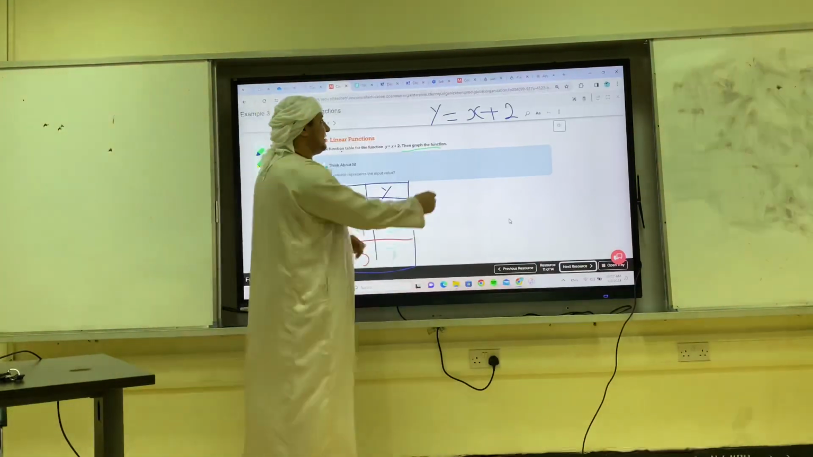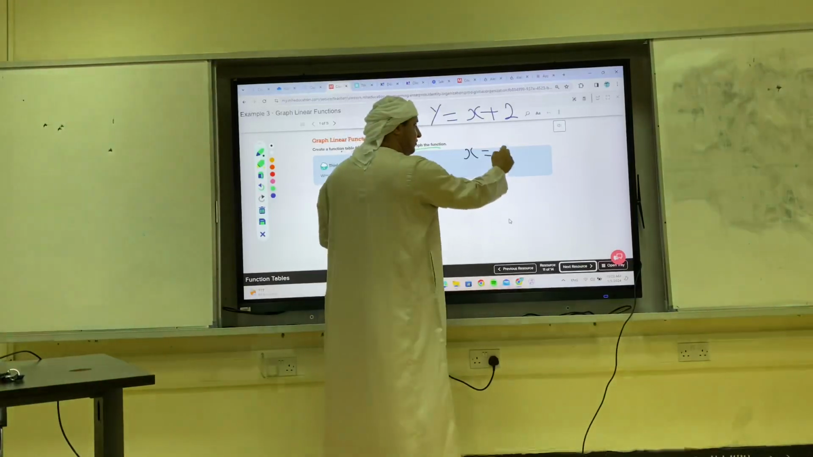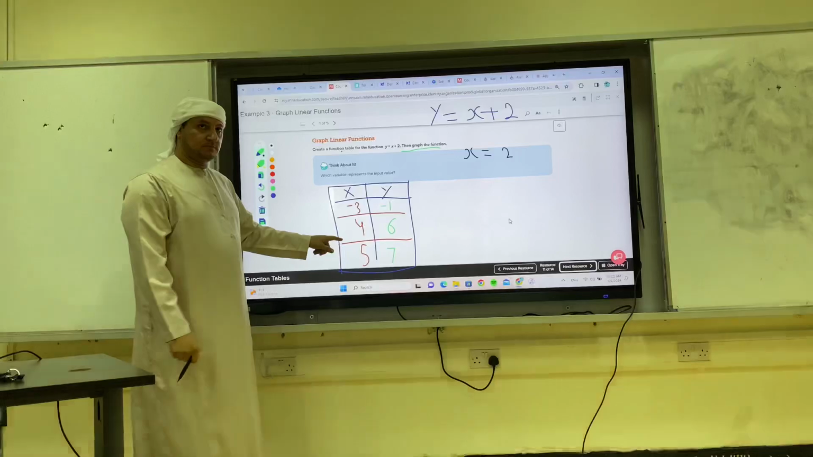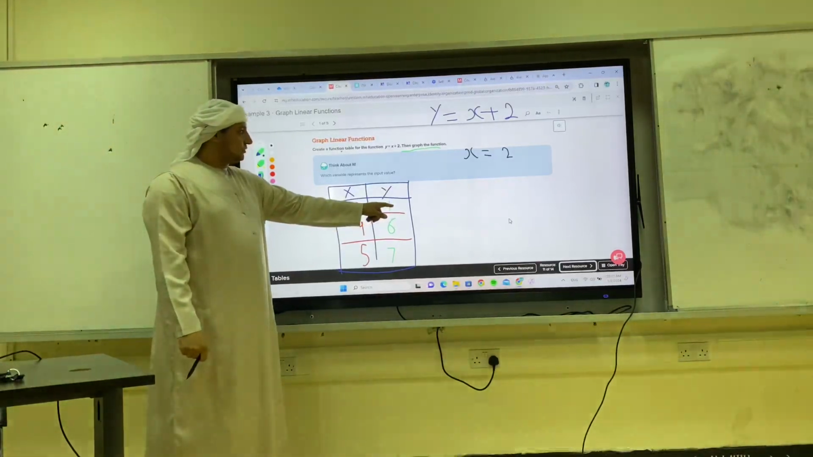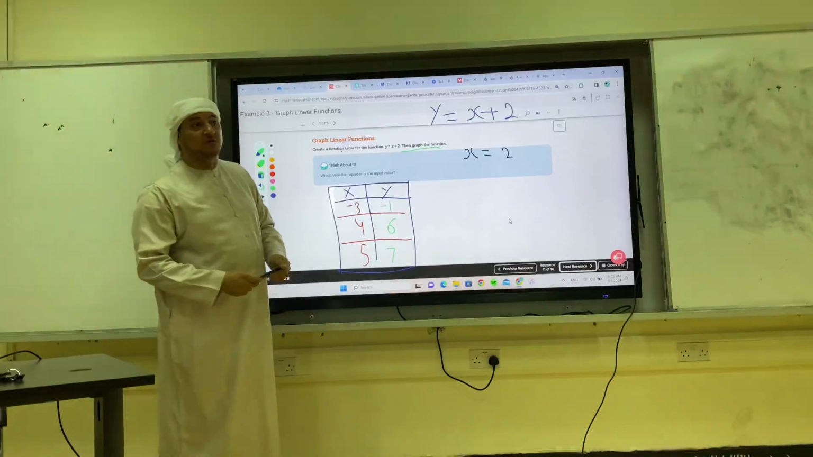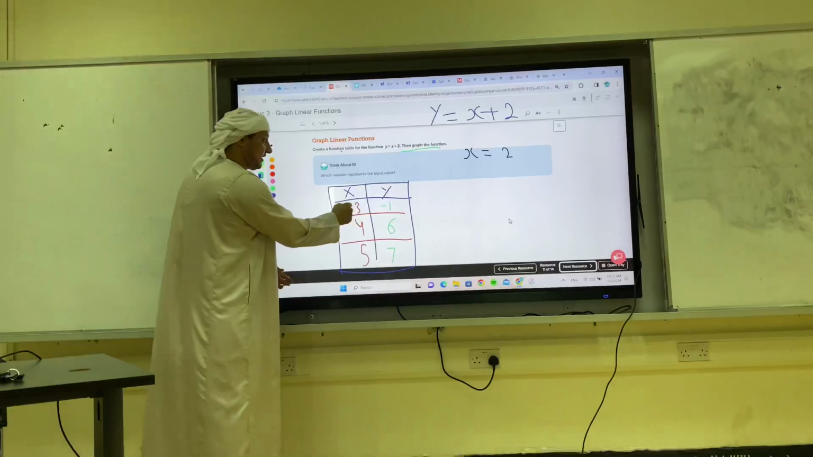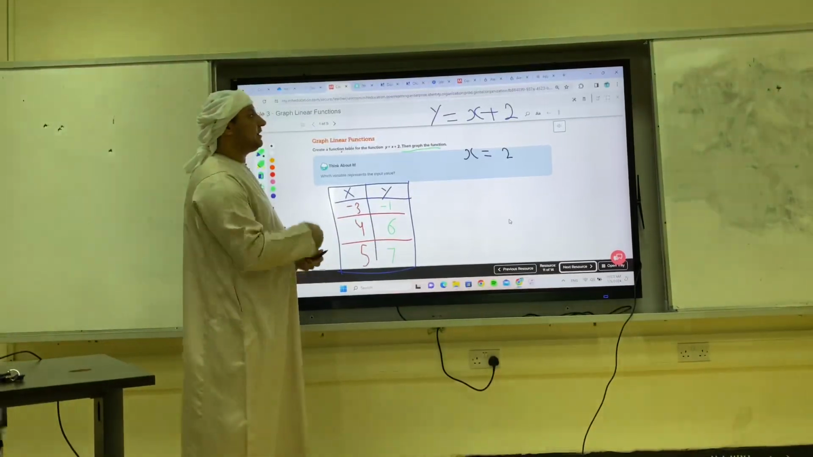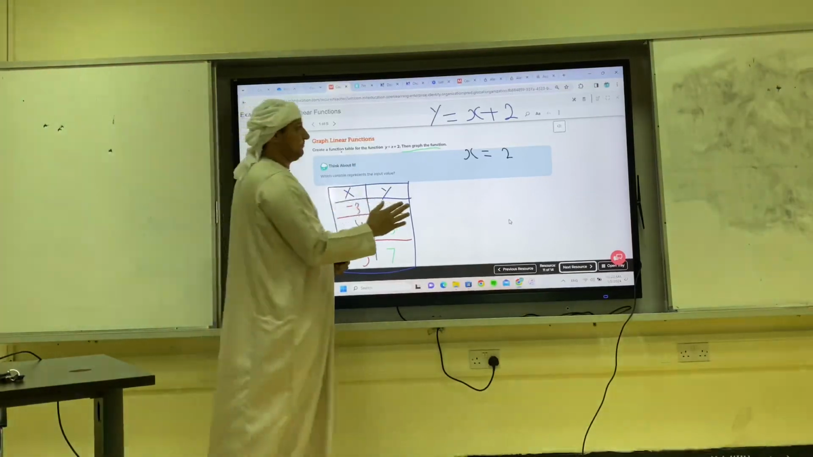Remember that the vertical line has an equation x equals something, for example, x equals 2. So whenever you replace x with a value, if you get an unknown value for y, because y does not exist, so 2 here. What's the value for y? It's unknown. So that's why we say the vertical line has an undefined slope.